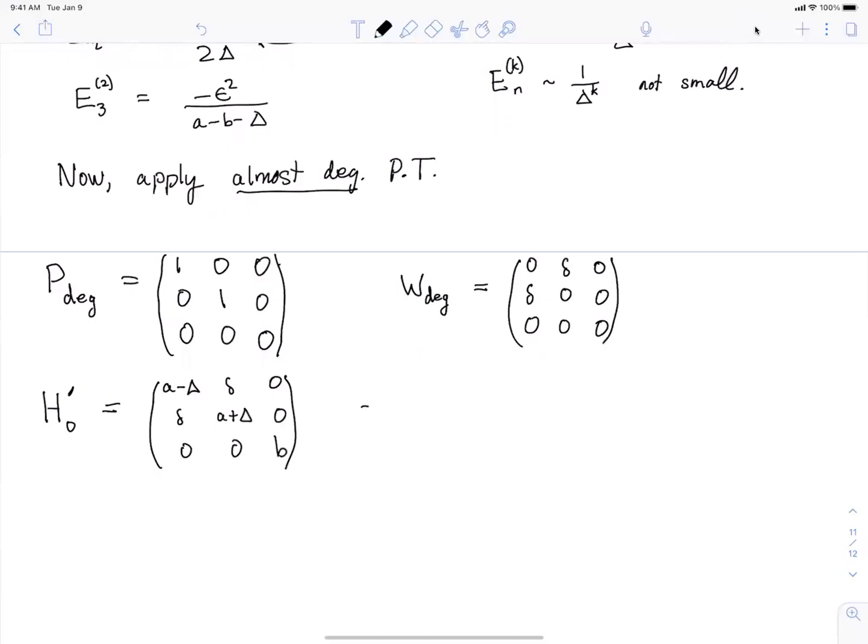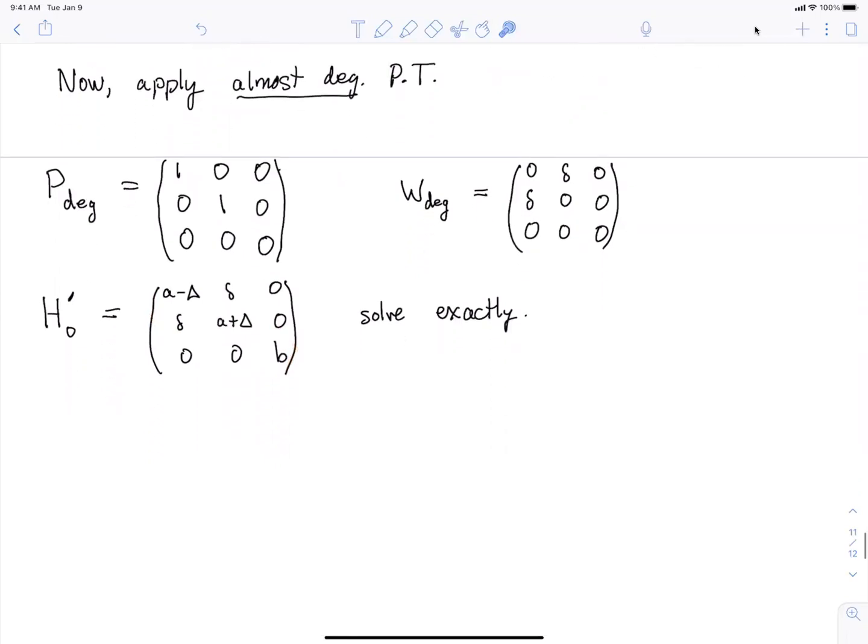So the idea is we're supposed to solve this exactly. This is the weakness or the difficulty in almost degenerate perturbation theory, that sometimes you have to solve something exactly that might not be easy to solve. In this case, we're lucky because I chose the problem carefully. It just so happens that we can solve this exactly because it separates into a 2x2 part, and any 2x2 matrix we can always solve, and then a 1x1 part, which is of course trivial. Okay, so that's the H0 prime that we're supposed to solve exactly.